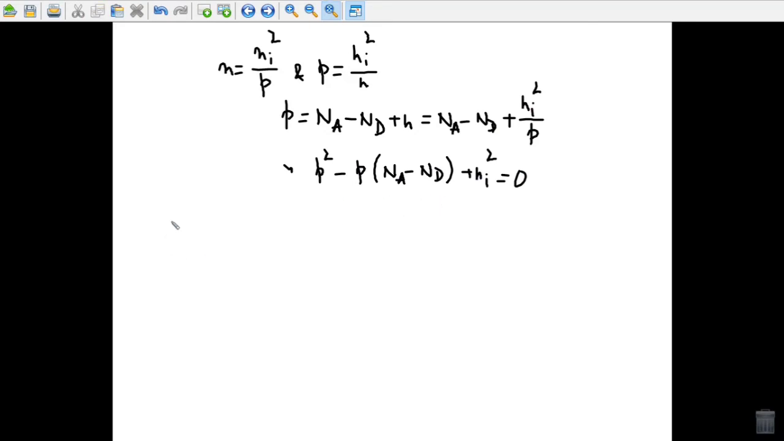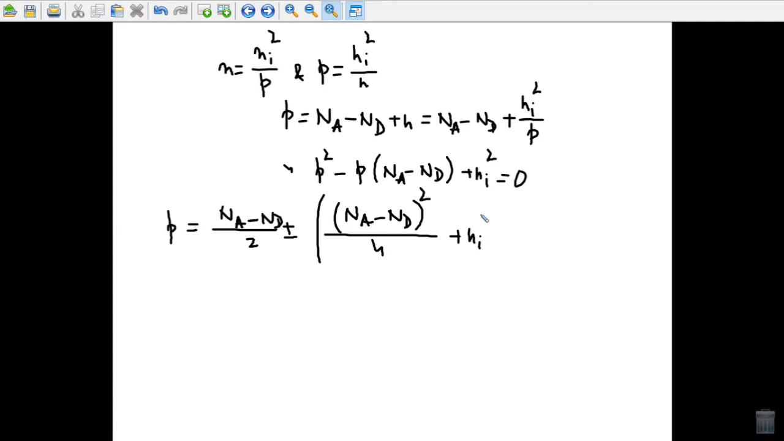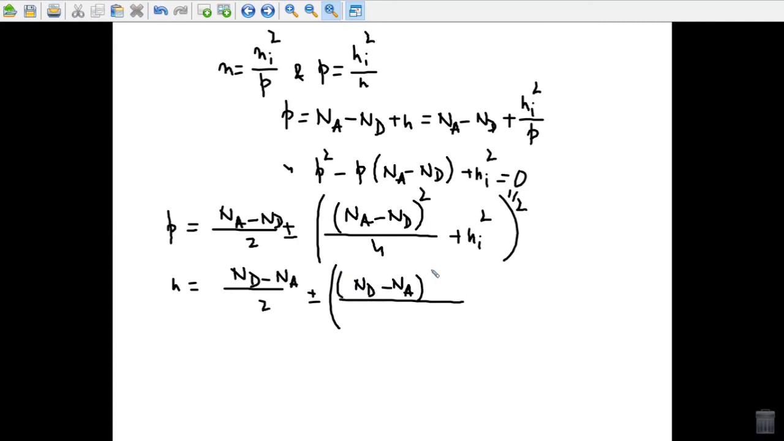Therefore, the roots of the above equation are P is equal to (Na minus Nd) divided by 2 plus or minus the square root of ((Na minus Nd) whole square divided by 4 plus Ni square). And similarly, N becomes (Nd minus Na) divided by 2 plus or minus the square root of ((Nd minus Na) whole square divided by 4 plus Ni square).